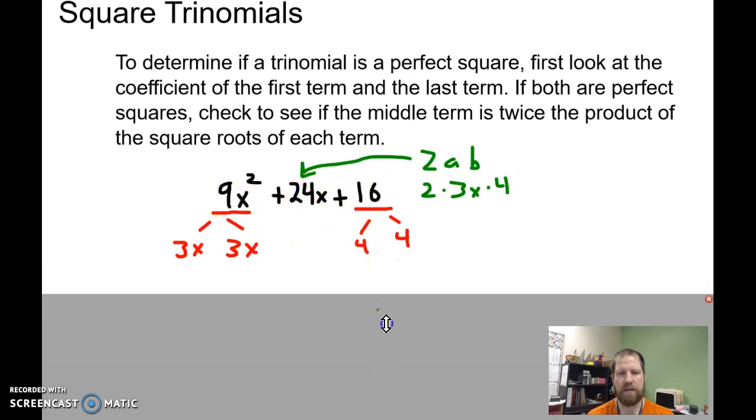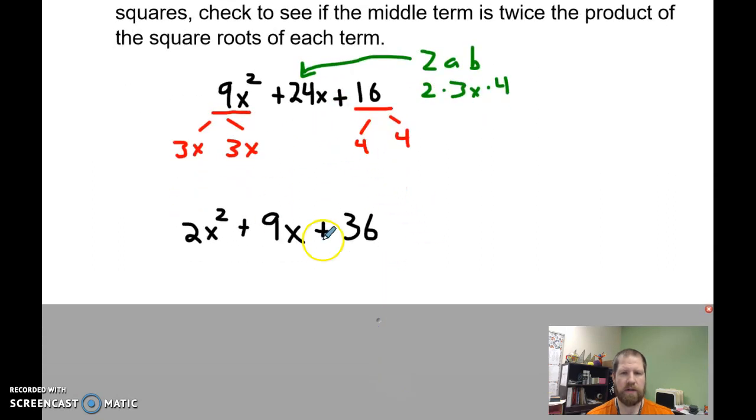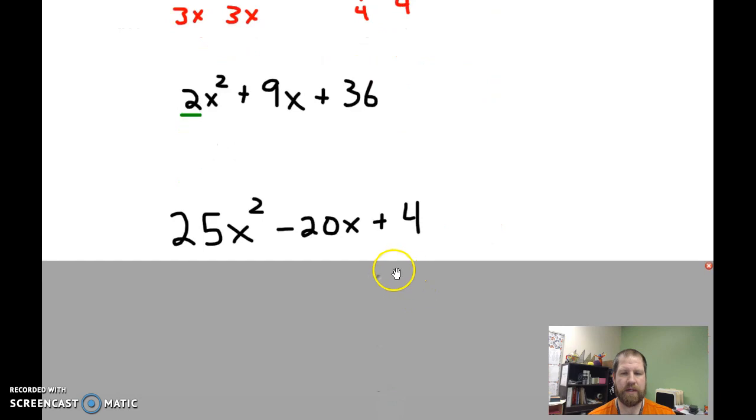Let's look at some other ones. This one, 36 is a perfect square, 2x squared is not. So 2 is not a perfect square. There aren't two integers that when you multiply them by each other equal 2. So this is not a perfect square trinomial. I don't even have to worry about looking at the middle term. Next one.